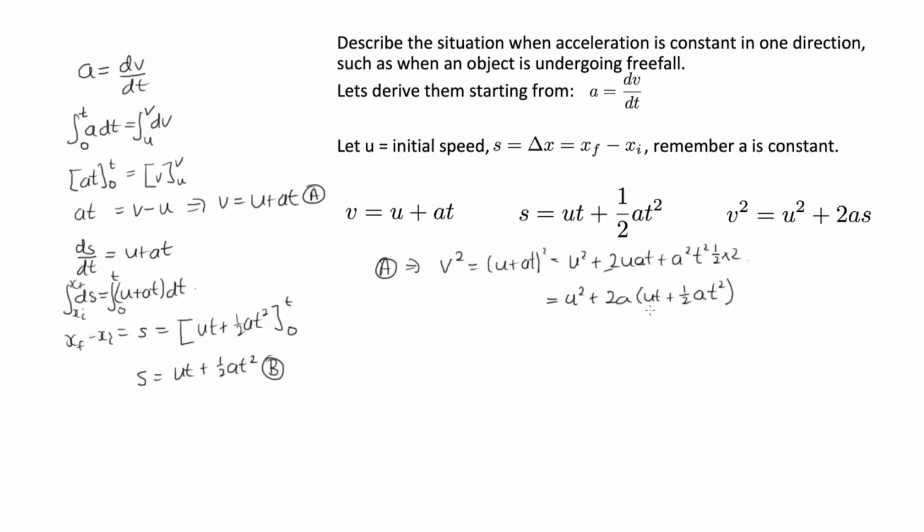Now why this is useful is over here in equation b, we showed that ut plus a half at squared was equal to s. So we can write this as u squared plus 2as. So we've now got our third kinematic equation here. So these are important equations that describe what happens when the acceleration remains constant.